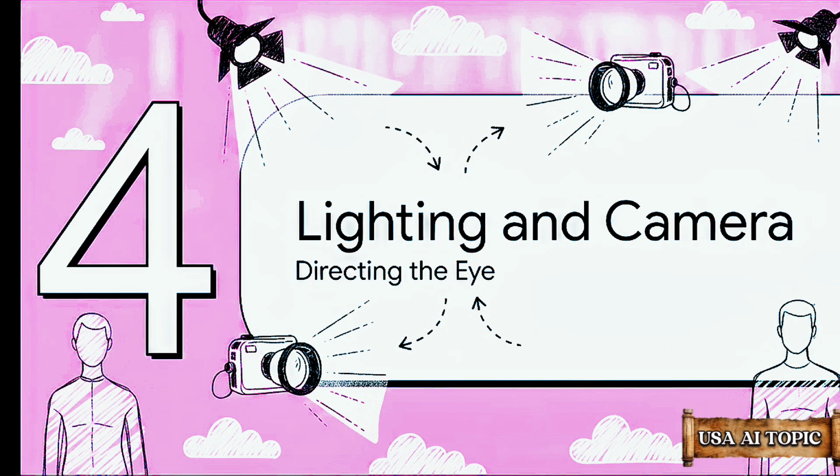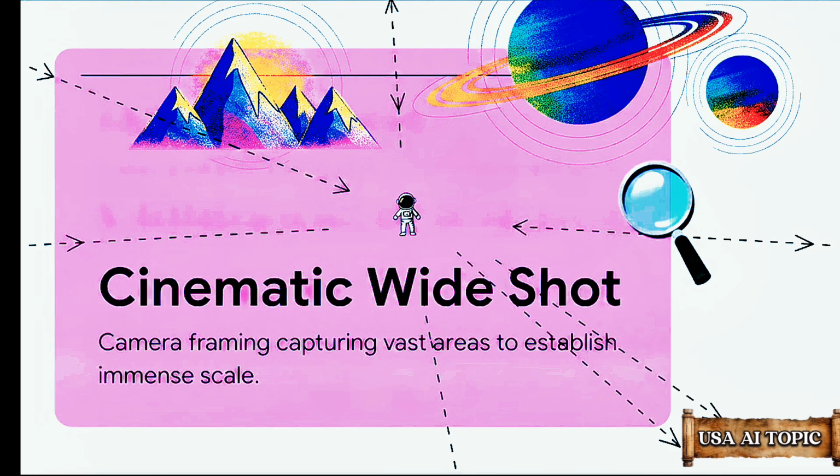Section 4, lighting and camera work, directing the eye. Now, what's really interesting about this next layer is how the text entirely stops describing physical objects and starts acting as a camera director. The source text literally says cinematic wide shot. By invoking this specific cinematography term, the blueprint forces the mind, or the rendering engine, to zoom way, way out. It intentionally shrinks our astronaut down to a mere speck in the frame to really emphasize the true, awe-inspiring size of those glowing mountains and giant planets we just established.